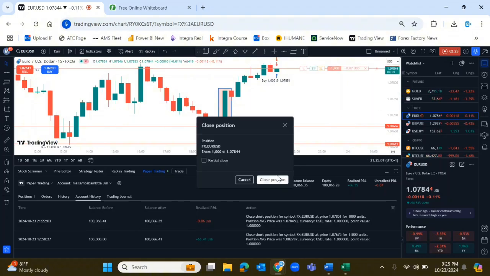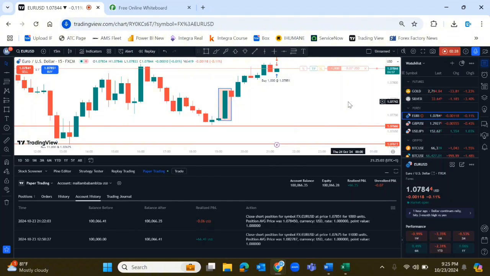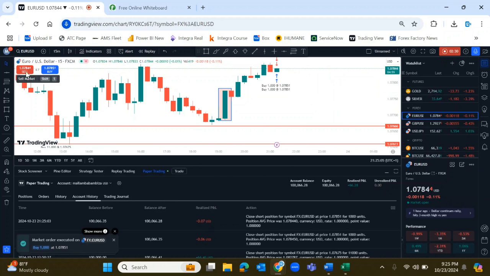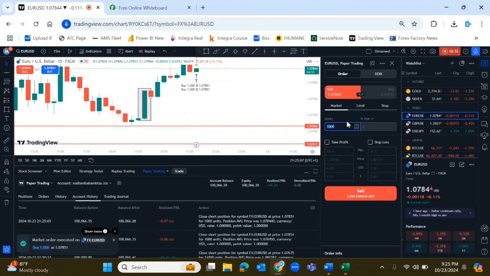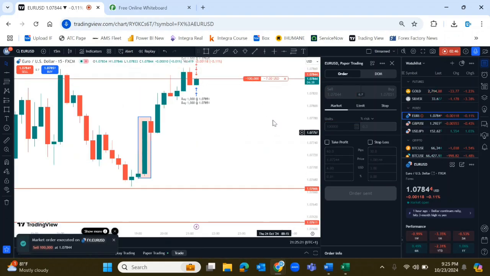So let me close this very position, and then we try out another position. Now let's take a look at this one. Now sell, and then let's say I put a lot size of 1,000 units. Okay, let's say 10,000 units, which is a lot size of one, and then I decide to sell. Now this is what will happen here. Okay, now this is the position open.